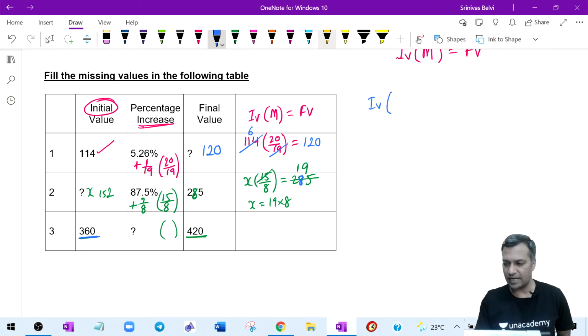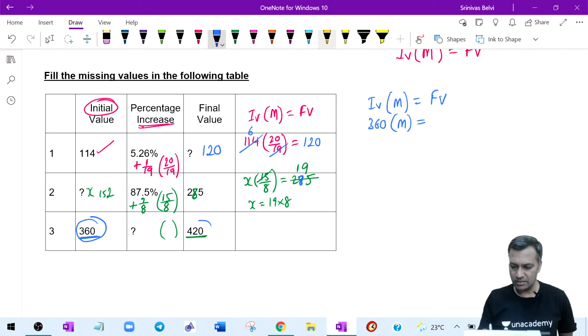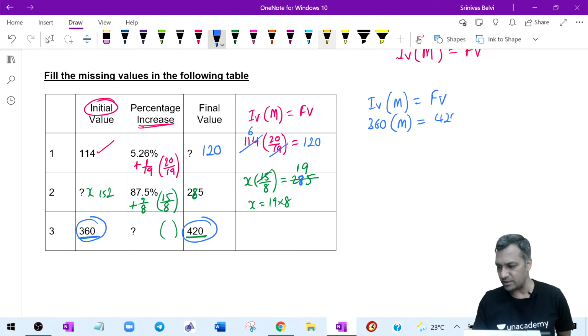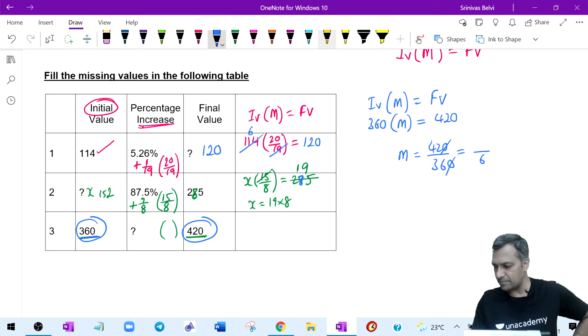There is an initial value, there would be a multiplier, therefore I get the final value. So what is the initial value here? 360. Simple question. Multiplier? Sure, it is there. What is the final value? 420. So therefore, what is the multiplier? 420 divided by 360. Now listen everyone. I will simplify this. Let me write it in the simplified form here. So 6 times, 6 7 times.